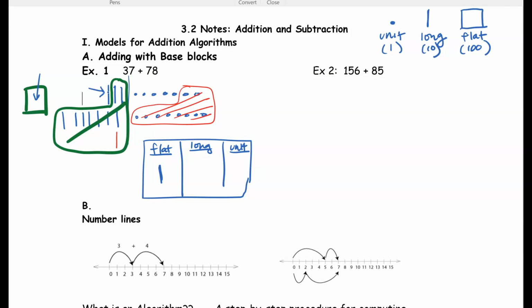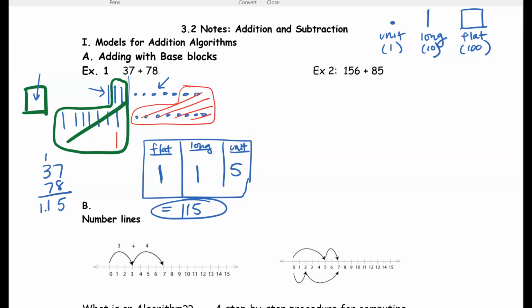I've got 1 long left over, and then I've got 1, 2, 3, 4, 5 units left over. So my answer is 115. And you may be thinking, well, gosh, that took a lot of work. I could have just done it using the standard algorithm by putting them on top of each other and carrying and getting 115. Yes, that is faster. And eventually that's where we want students to go because it is more efficient. But our goal here is for deep understanding.